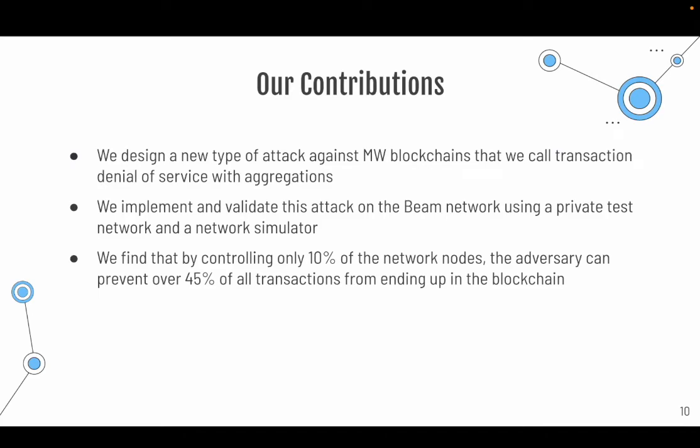So in this research project, we designed a new type of attack against MimbleWimble blockchain that we call transaction denial of service with aggregations. We implemented and validated this attack on Beam network using a private test network and a network simulator. We find that by controlling only 10% of the nodes in the network, the adversary can prevent more than 45% of all transactions from ending up in the blockchain.